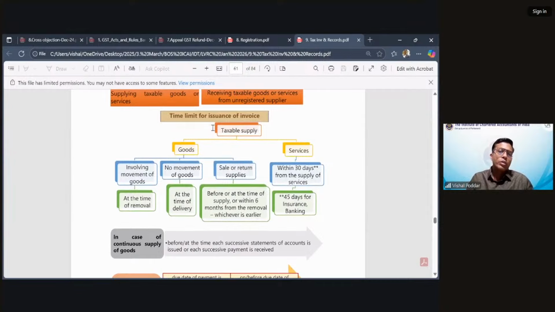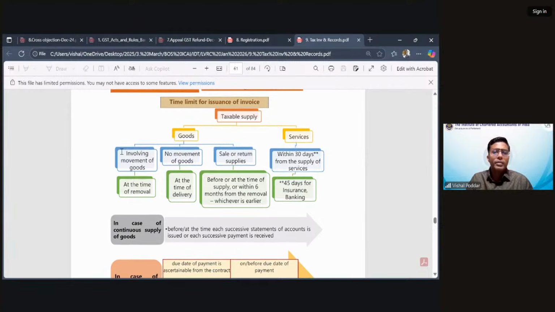Now, what is the time limit given for issuing the invoice? First, if you are a supplier of goods and it involves movement, that is, the goods have to be delivered, then the time limit is immediately at the time of removal. Obviously you can do it before, but there is no cushion of 30 days, 45 days as you find in case of services. So in case of supply of goods, you have to give the invoice immediately on the date of removal.